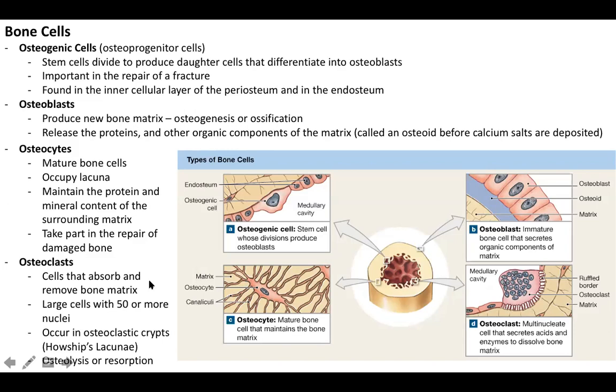Okay. And then we have osteoclasts. Okay, osteoclasts break down bone and remove bone matrix. Okay, these are larger cells. You see they have a lot of nuclei, so 50 or more nuclei. So they break down bone and cause osteolysis or resorption of bone. So this is when we have bone remodeling. Okay, when we have an injury or we have different stress placed on a bone.